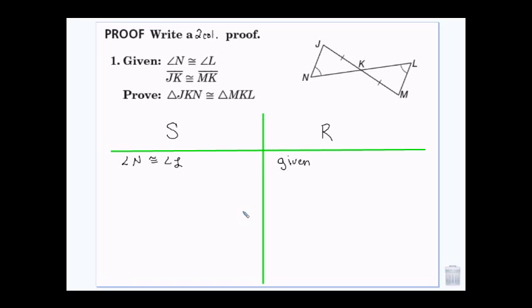Given, right? Now it's already marked. N is congruent to L. Okay? And then JK is congruent to MK.